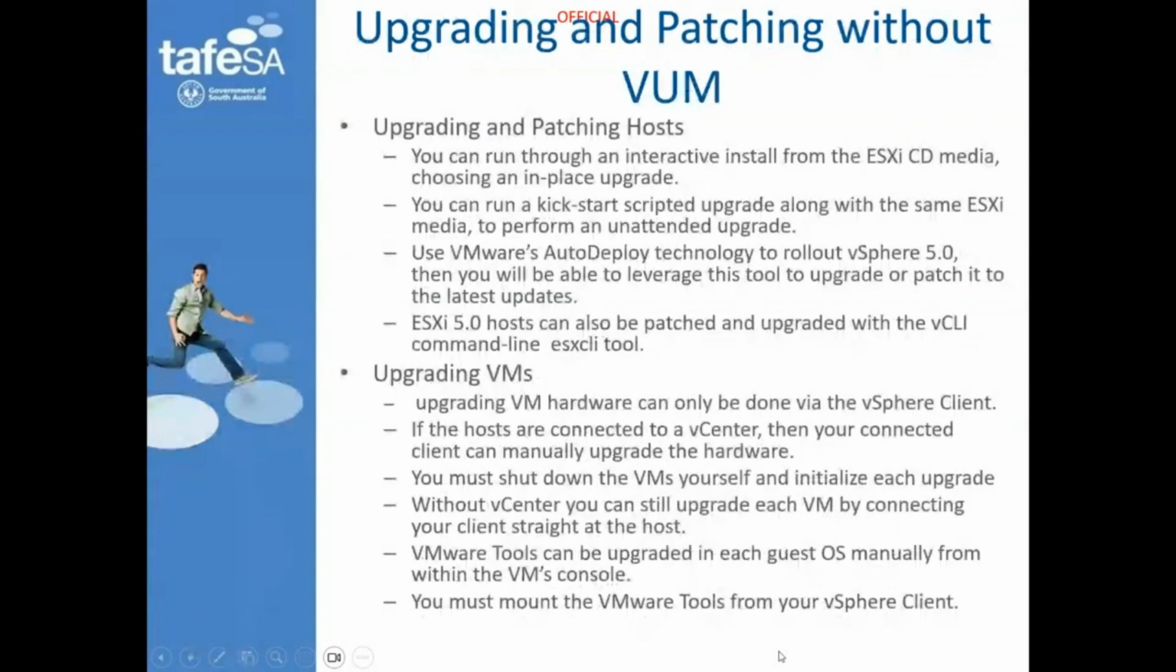To upgrade or patch hosts, you can just run an interactive install from a new ISO or media. That's an in-place upgrade. You can also use a kickstart script. If you don't know kickstart, that's a Linux version of an auto installation script, used with the same ESXi media to perform the unattended installation. So this one and this one are exactly the same, except this one requires you to be there, pressing the buttons and stuff like that. This one is basically all done for you.